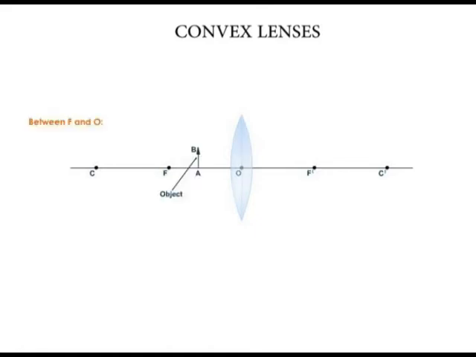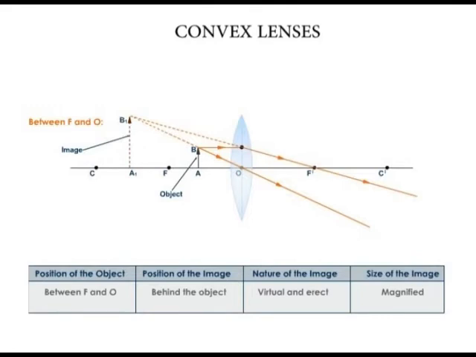First is an object positioned between F and O. So we choose any 2 rays among the 3, whichever is applicable. First, a ray parallel to the principal axis after refraction passes through the focus, F. Then, a ray through the optical center passes through undeviated. Now, these refracted rays appear to intersect only when extended backwards. Therefore, for an object placed between F and O, a virtual, erect, and magnified image is formed behind the object.